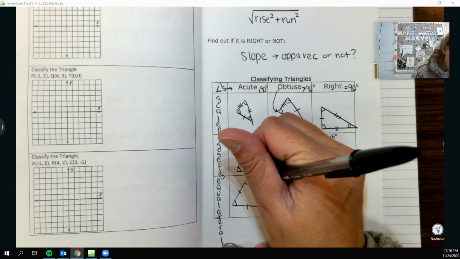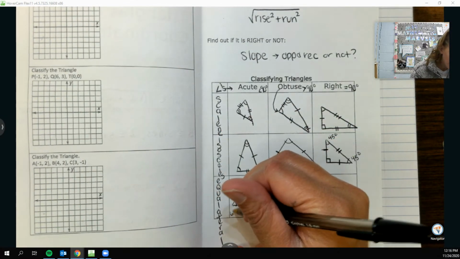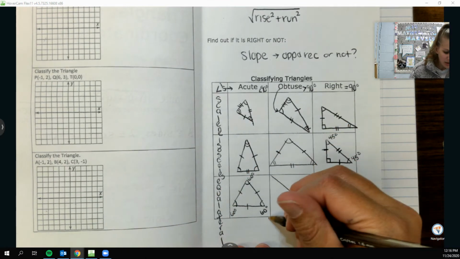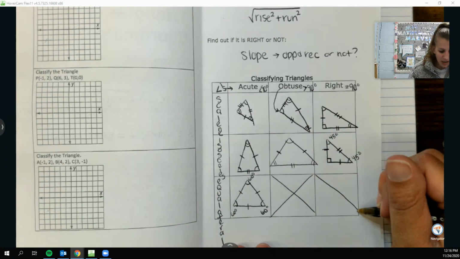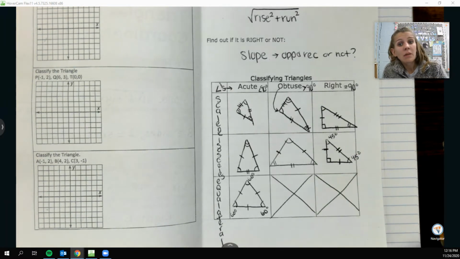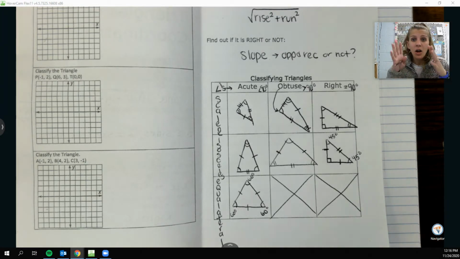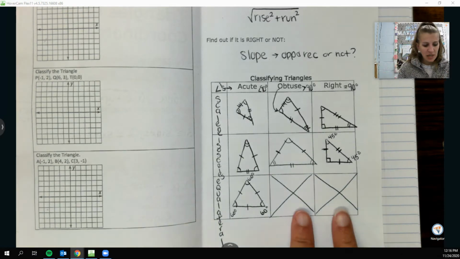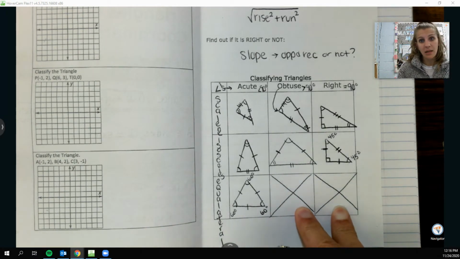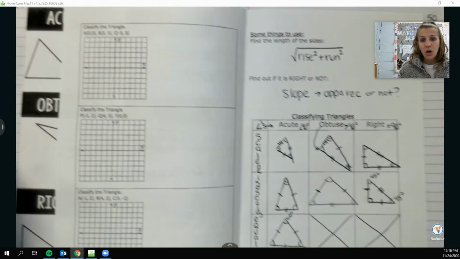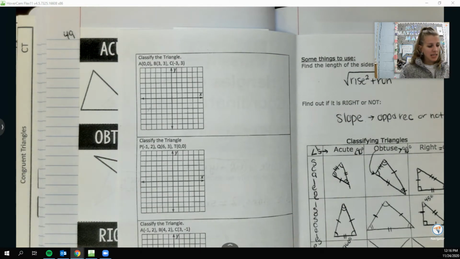And I can't ever get an obtuse equilateral or a right equilateral, because if all my sides are the same and all the angles have to be the same, I can't have three 90s in a triangle because that's too much. And I can't have all three obtuse angles be the same because that would be too much. It has to add up to equal 180. So these two triangles are not possible. You cannot make those. So we can use that information to help us classify triangles.